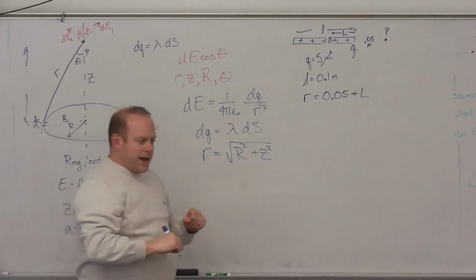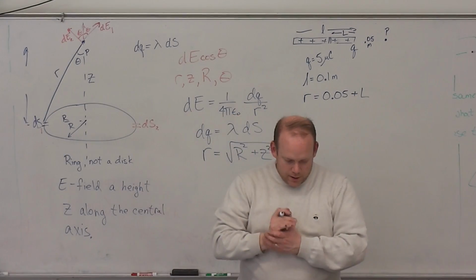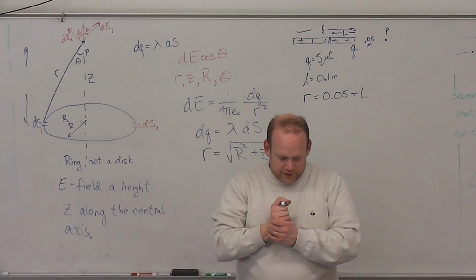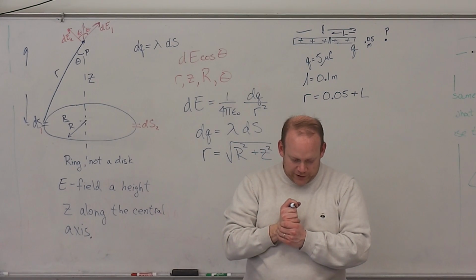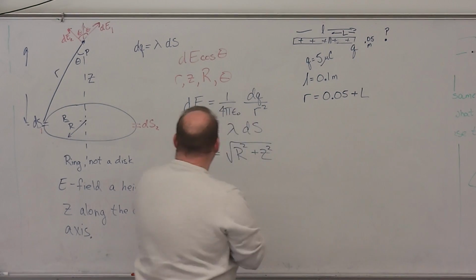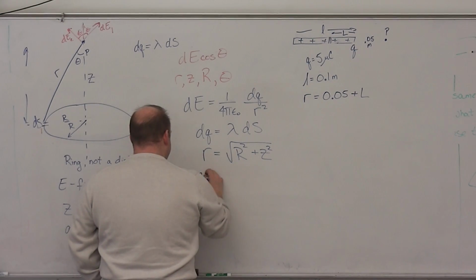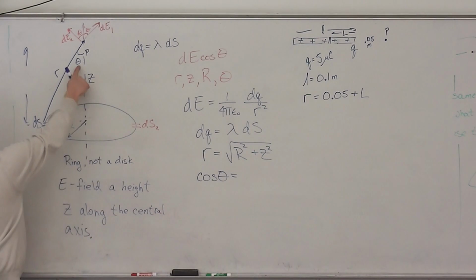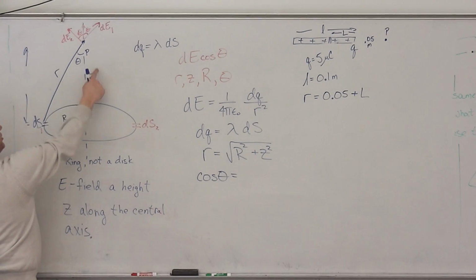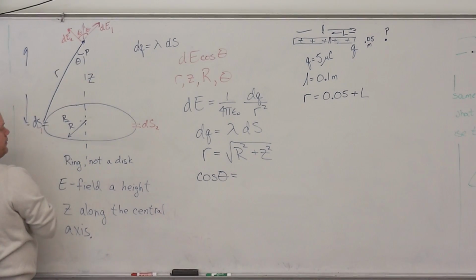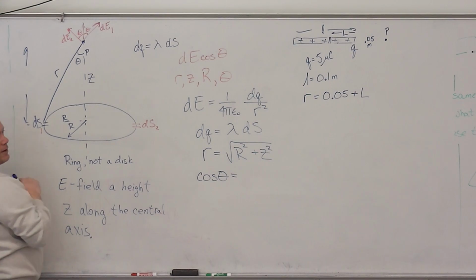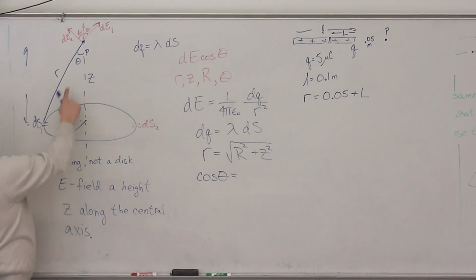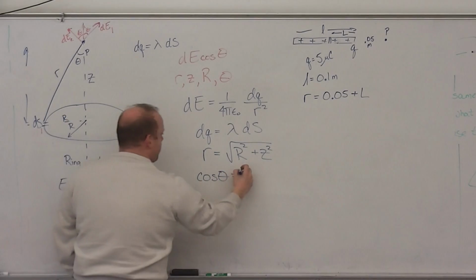Okay? Now, we want to do this. We want to put in cosine theta as well. Cosine theta will equal, okay, here's theta. Cosine is equal to adjacent over hypotenuse. So what's that equal in this case? Z over R.